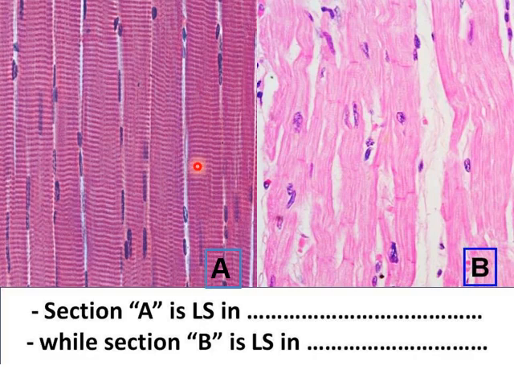Type A here, they are cylindrical, regular, transverse striation, multiple peripheral nuclei. So A is LS section in skeletal muscle. While B, I can see the cylinders that branch and anastomose and the nuclei single and central, and I can see intercalated disc. So B is LS section of cardiac muscle.